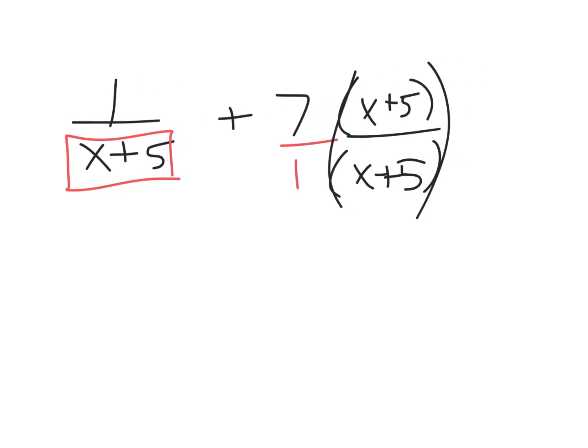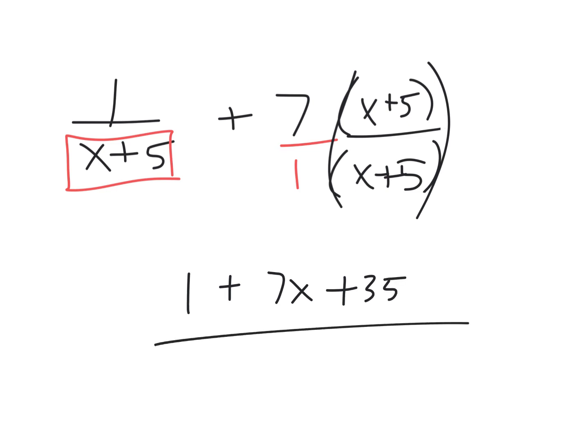And then on the top, we have 1 plus 7x plus 35 all over x plus 5. And yeah, you should probably put the 35 and the 1 together to make it 36. Raise your hand if you had that one right. Cool, you know common denominators.